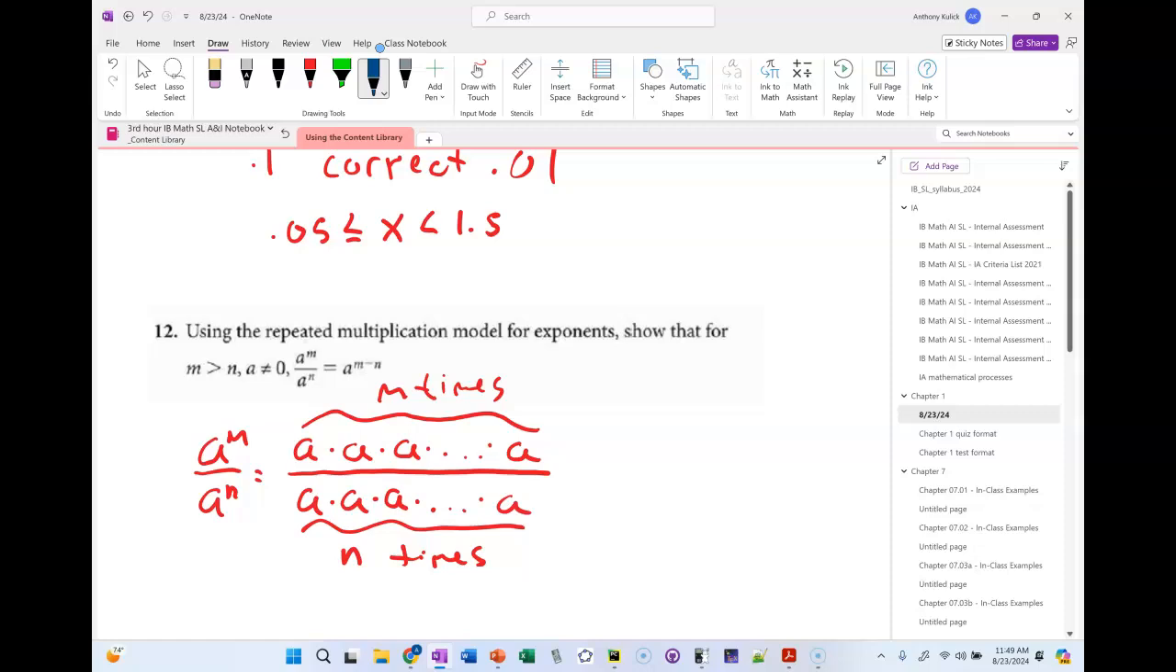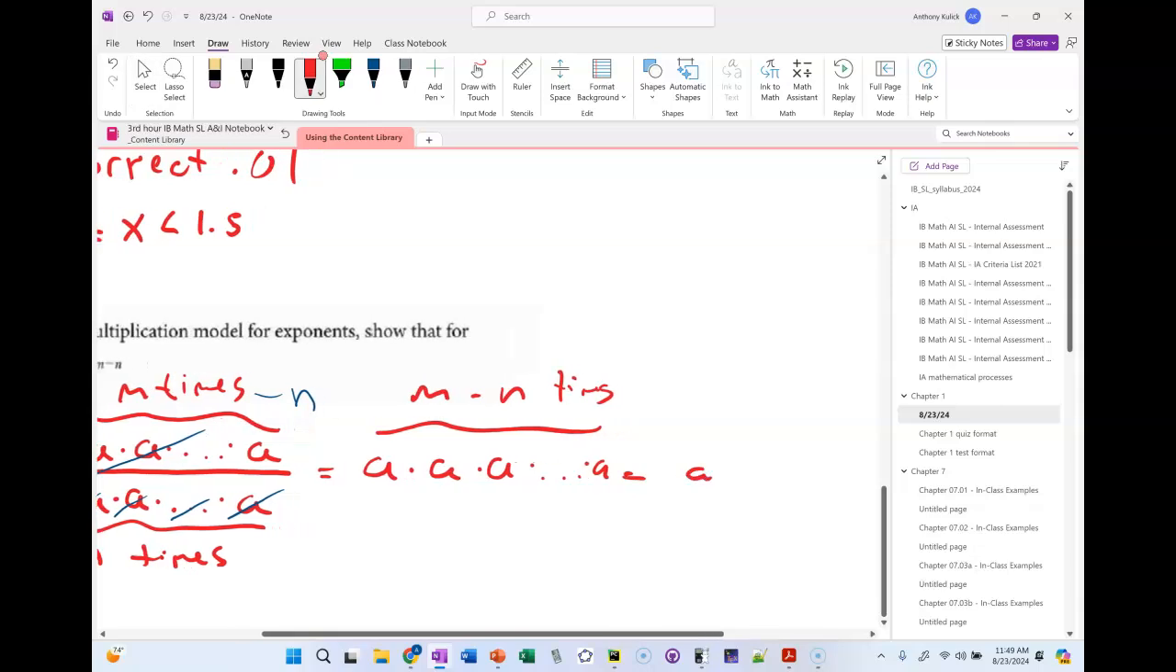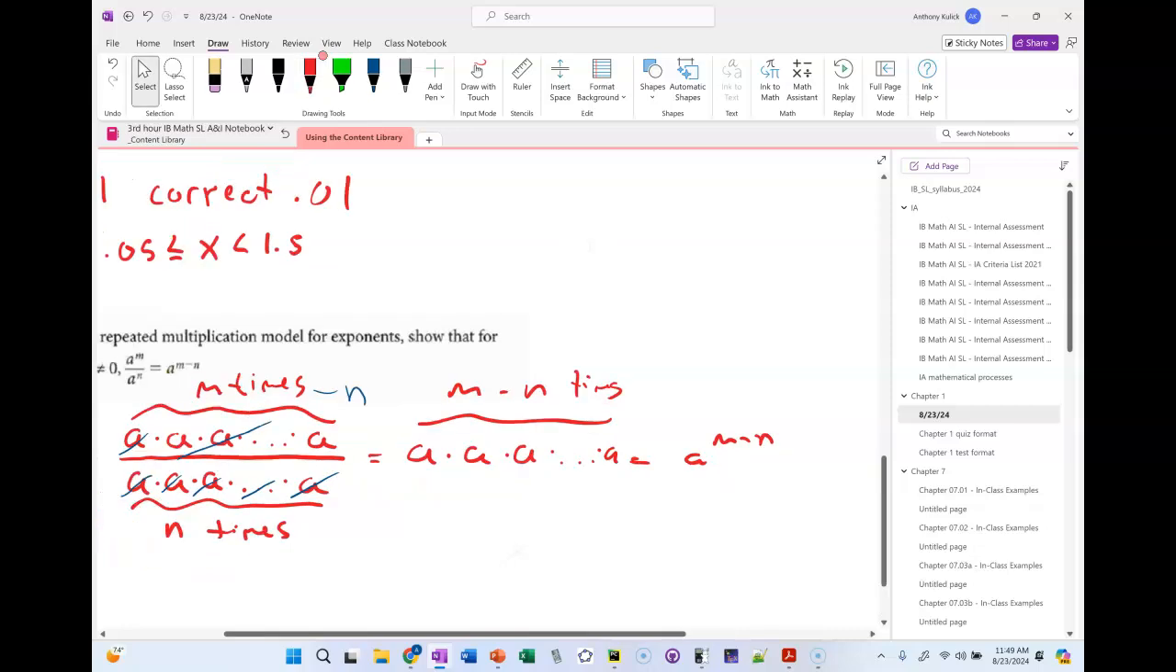And now, every time I reduce, I can reduce one from the bottom and one from the top, right? So if I reduce all n of these, I'm removing n from the top. So I'm left with a times a times a times, m minus n times, which is just a to the m minus n. That's all it was trying to get you to do.